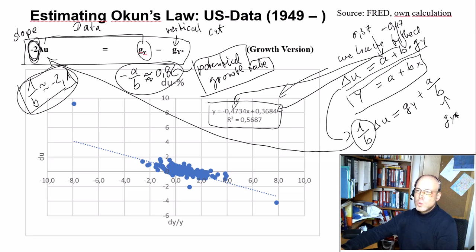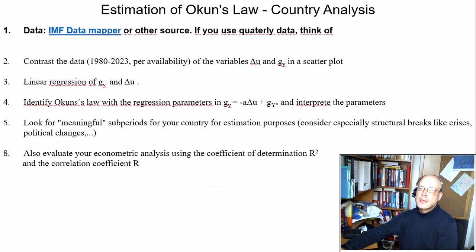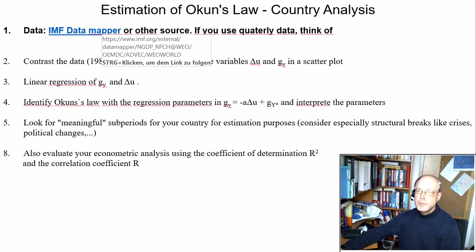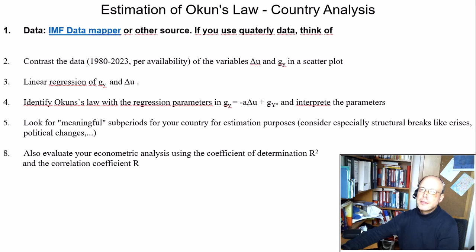So, what I want to do with you is now the time series analysis for Germany with the data set starting in the 1980s, because you will find for your country at the IMF data mapper also the data starting from 1980. If you don't find it, please just write me an email, then I will help you how you can get the data. Yeah, so there we have a link. Hopefully this is still valid.